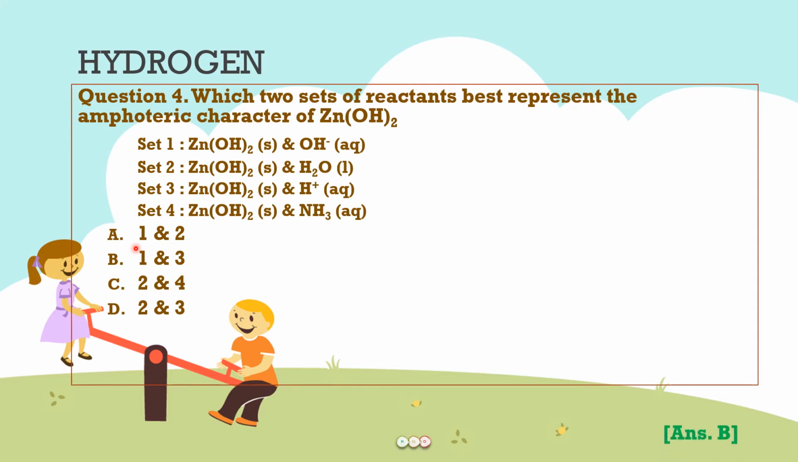Well, the correct answer to this question is going to be B. We have 1 and 3 to be correct, which means zinc hydroxide reacting with OH ions and zinc hydroxide reacting with H ions. This represents the amphoteric character of zinc hydroxide. So simply here what you are tested on is what you mean by amphoteric compounds. Amphoteric compounds are those compounds which can react both with acid as well as base. So zinc is an amphoteric element and zinc hydroxide is an amphoteric compound.